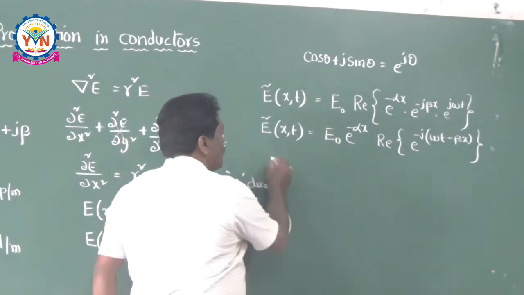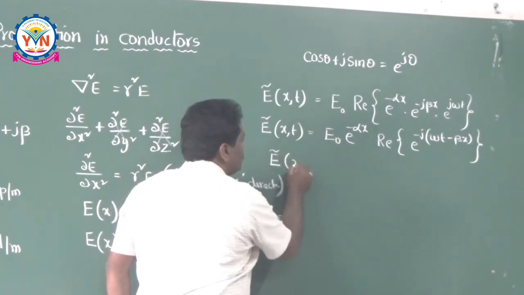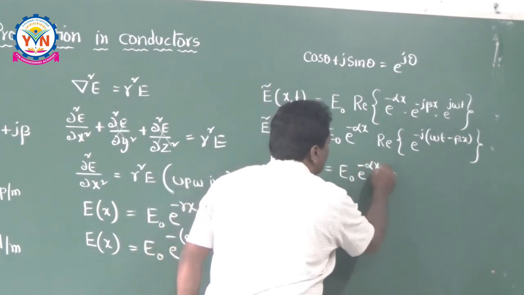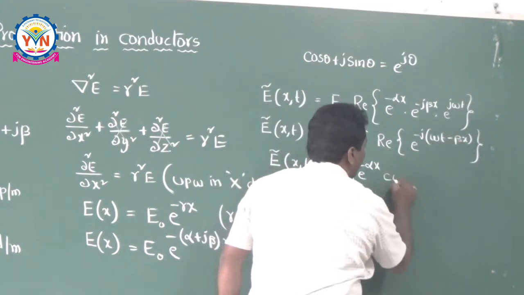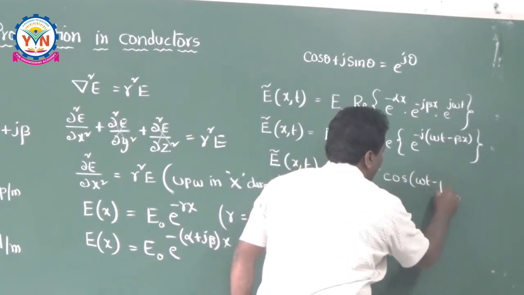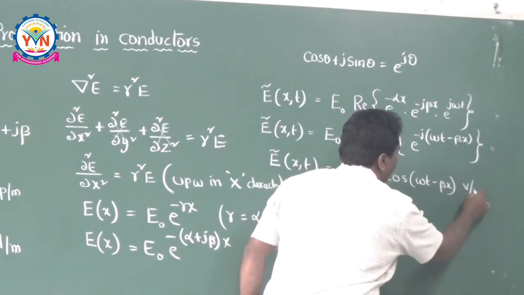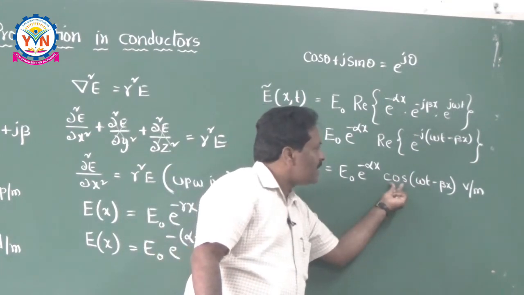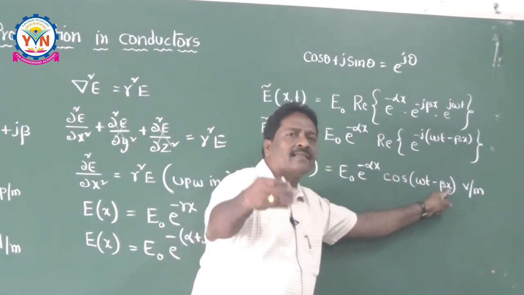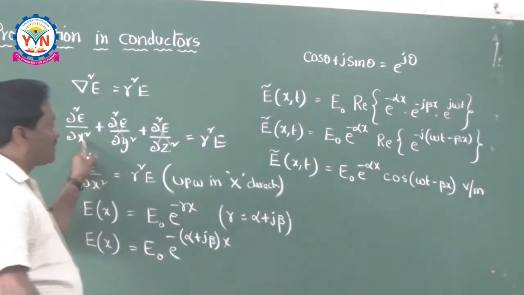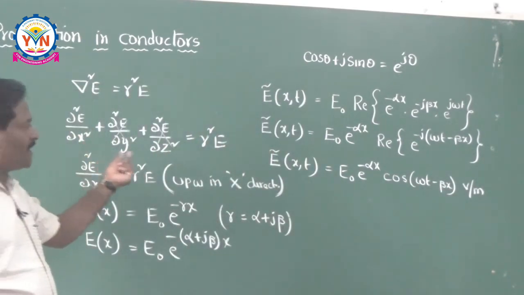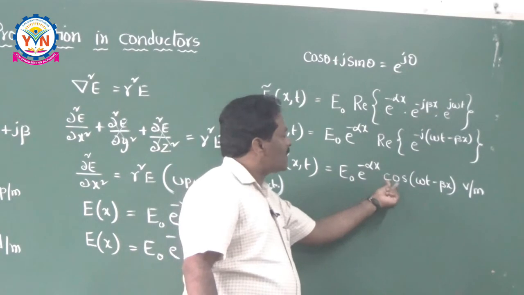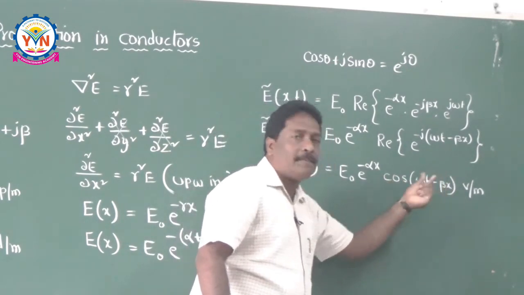That's why you can say E cap of x comma t is equal to E naught into e to the power of minus alpha x into the real part, which is cos of omega t minus beta x. What is the unit here? Volt per meter. That means if you see this clearly, it is telling that the wave is propagating in which direction? X direction, because initially our assumption is the wave is propagating in x direction. That's why E cap of x comma t is equal to E naught into e to the power of minus alpha x cos of omega t minus beta x volt per meter.